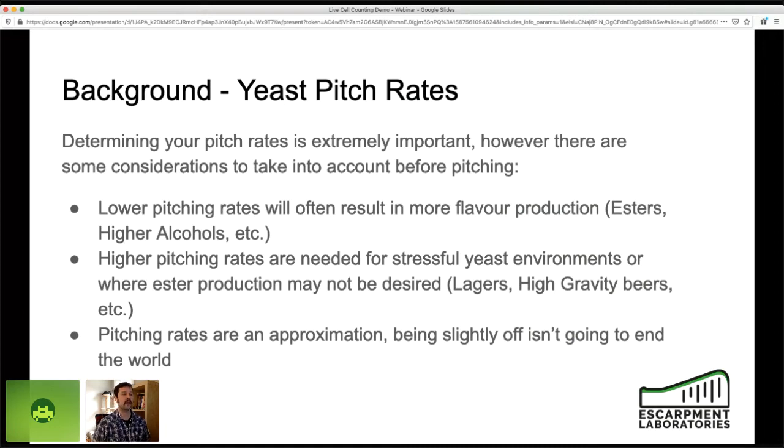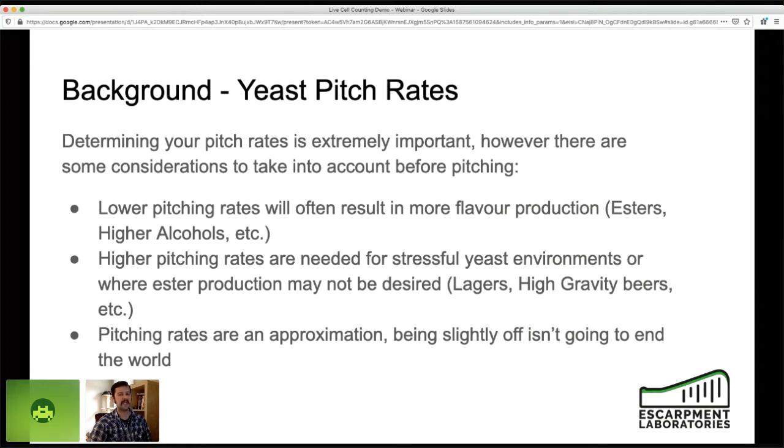With lagers, we generally don't want those esters produced, so we'll throw more yeast in there. And also they're fermenting cooler, so we want to provide more yeast as well. Pitching rates are an approximation, especially when you're doing counts yourself.